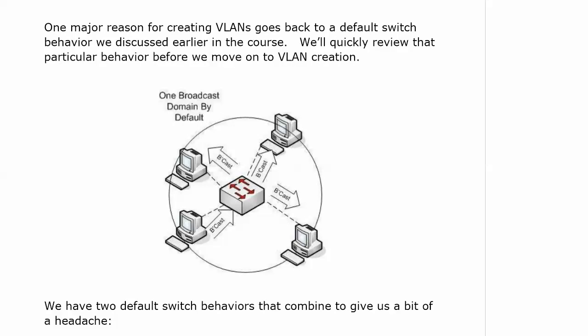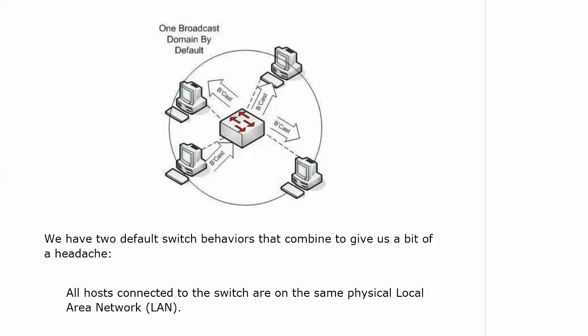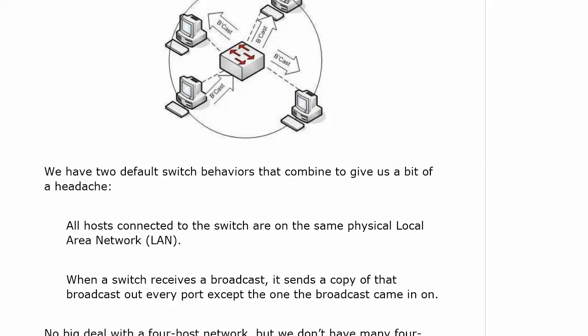First off, those two default switch behaviors that give us a headache. All hosts connected to the switch are on the same physical LAN. So, okay, that's fine. The problem is when a switch receives a broadcast, it sends a copy of that broadcast out every single port except the one the broadcast came in on.